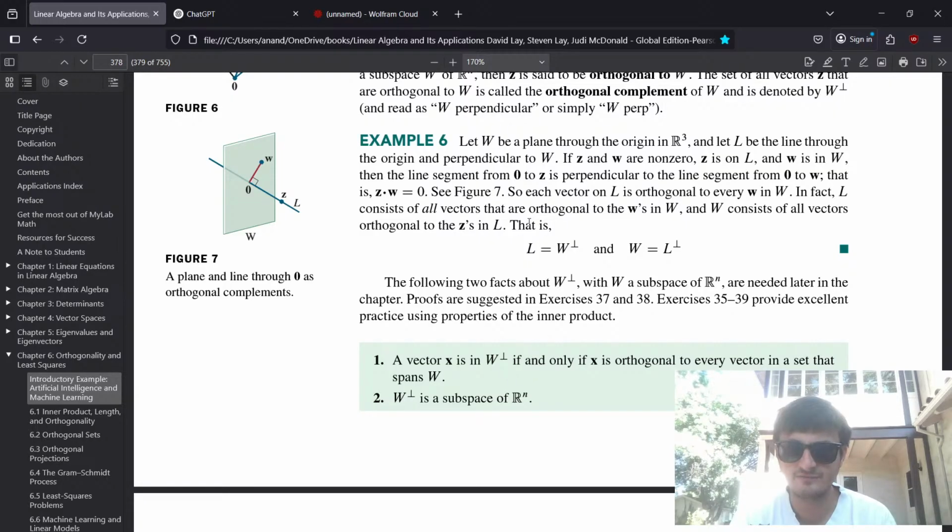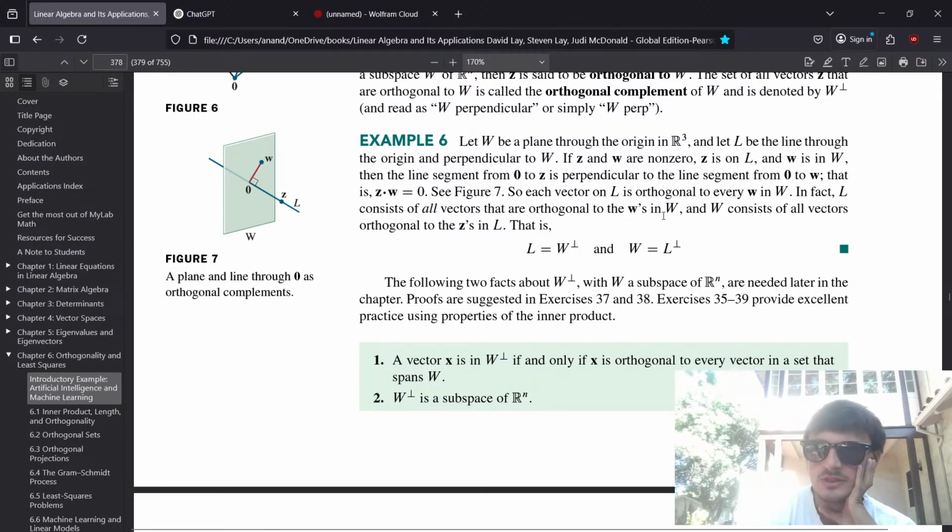Okay, so each vector on L is orthogonal to every w in W. In fact, L consists of all vectors that are orthogonal to the w's in W, and W consists of all vectors that are orthogonal to the z's in L. That is, L is equal to W perp, and W is equal to L perp.